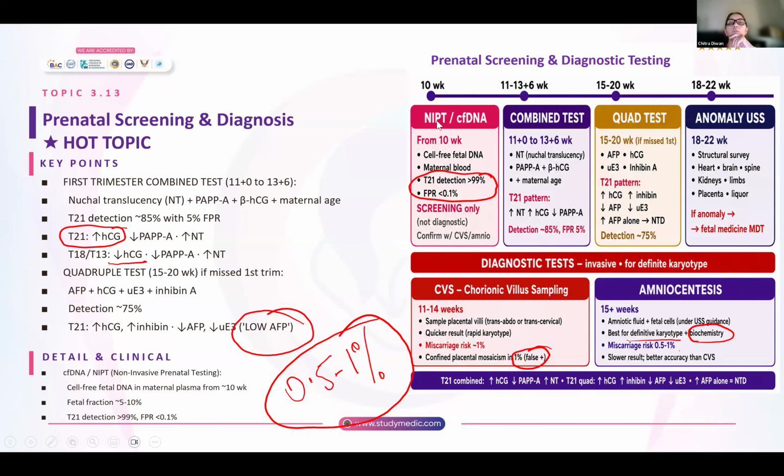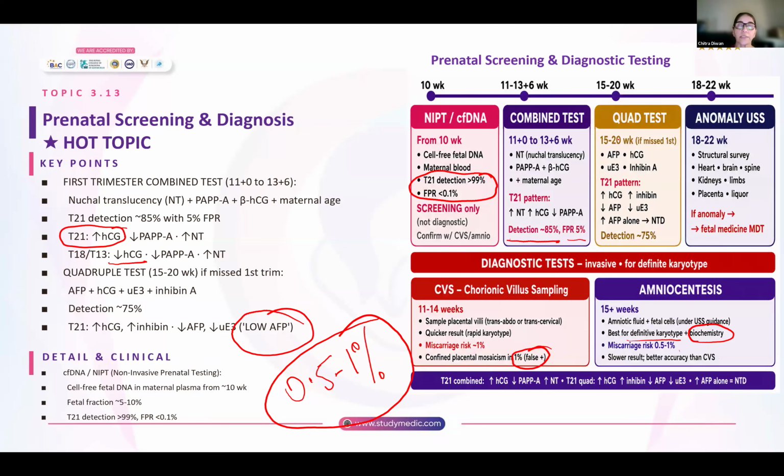Okay, so NIPT is done at 10 weeks, then the combined test is done at 11 to 13 plus 6 weeks, where you will do nuchal translucency, PAPP-A, beta HCG, and you will also see the maternal age. So for Down's, NT is increased, HCG is increased, PAPP-A is low. It's important to remember the detection rate is about 85% with the combined test. False positive is 5%.